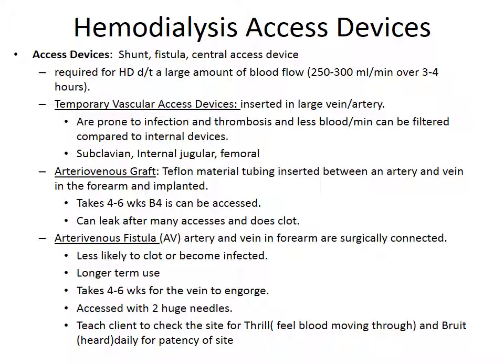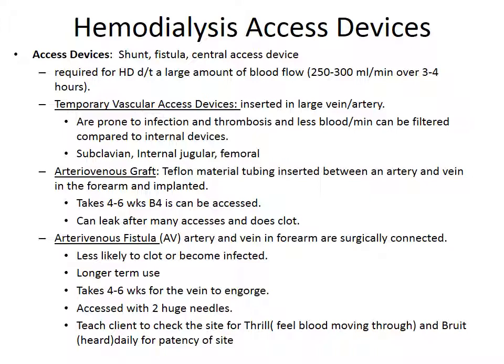If the patient is a chronic renal failure patient who's going to need dialysis probably permanently, then the arteriovenous graft or the arteriovenous fistula are more often used. The arteriovenous graft is a Teflon material tubing inserted between an artery and a vein in the forearm and then implanted. It can take about 4 to 6 weeks before this graft is strong enough and healed over well enough to be accessed, and it can leak after many accesses and does often clot.